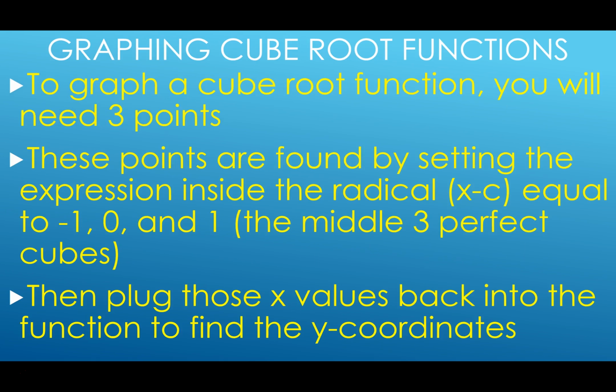We still need 3 points. What we're going to do to make our lives easier is find the middle 3 perfect cubes, because unlike the square root, you can take the cube root of a negative number. So that's why we're saying the inside equal to -1, 0, and 1. Technically, you can also use -8 and 8 if you wanted to extend it out further to get a better idea of what the general shape looks like. But it's unnecessary. -1, 0, 1 is all we need, as long as you then draw the shape correctly from there.